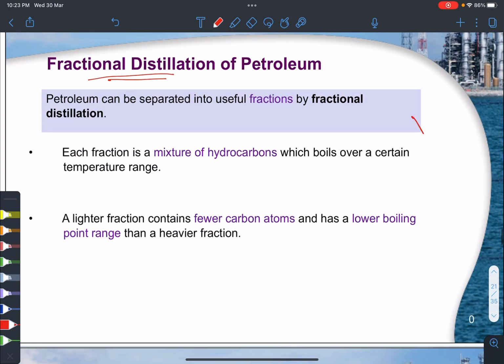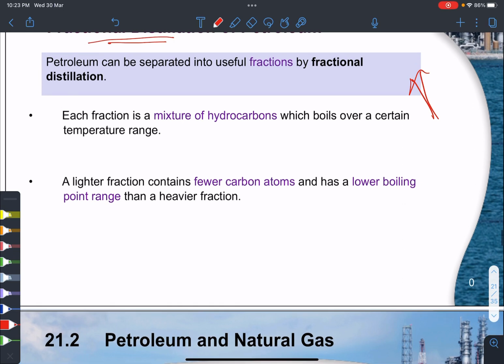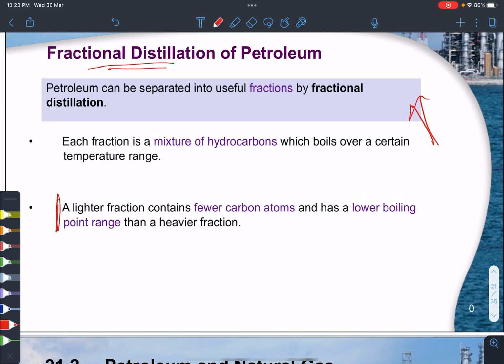So this is something that we know already. We did this in Sec 3, separation techniques. Remember? Fractional distillation. You can use it to separate crude oil. There you have it. So it's the same idea here. The only new thing here is that they call it fraction. Basically each component is known as a fraction. Something that's lighter means it has less carbon, which also means it has a lower boiling point.